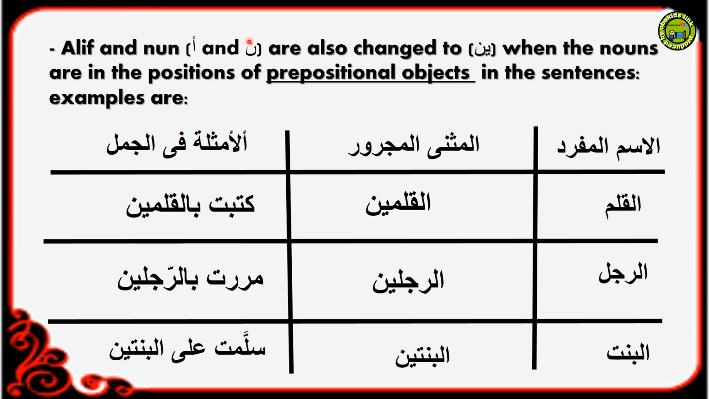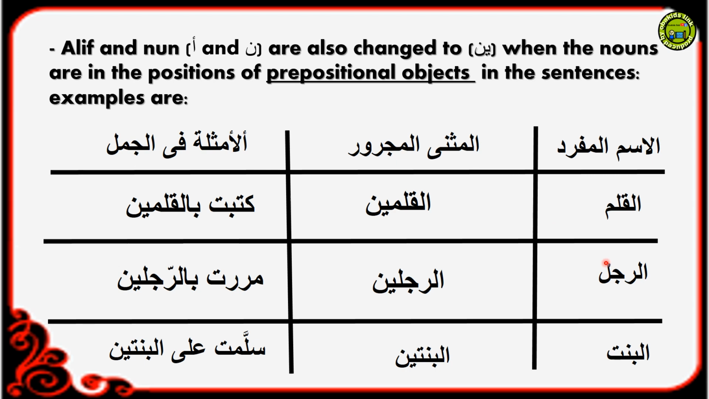Alif and noon also change to yaa and noon in the nouns in the position of prepositional objects. Examples in sentences. Ismu mufrad, singular noun, musanna majrur, dual prepositional objects. Al-qalamu, the pen. Al-qalamaini, the two pens. Katabtu bil-qalamaini, I wrote with the two pens.